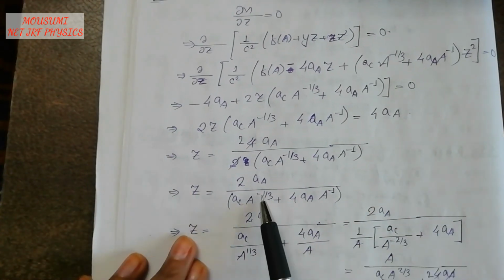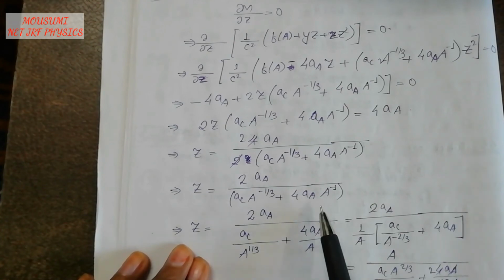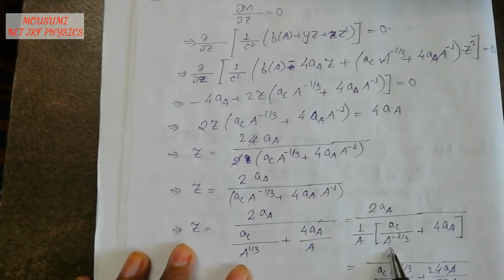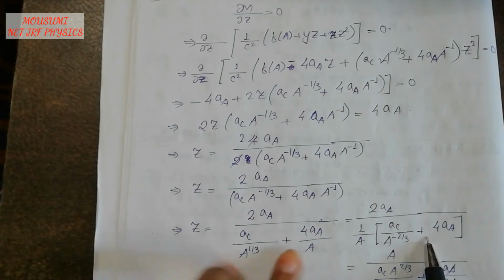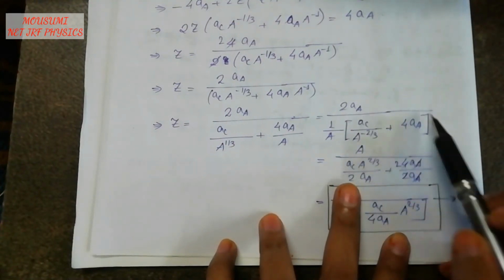Now this power is negative, so I have taken it to the denominator. Same thing I have done here also. Now what you will see, 2AA. If I take common 1 by A from the denominator, what will be there? AC by A to the power minus 2 by 3 plus, here it will be only 4A. So what will happen? This is there.